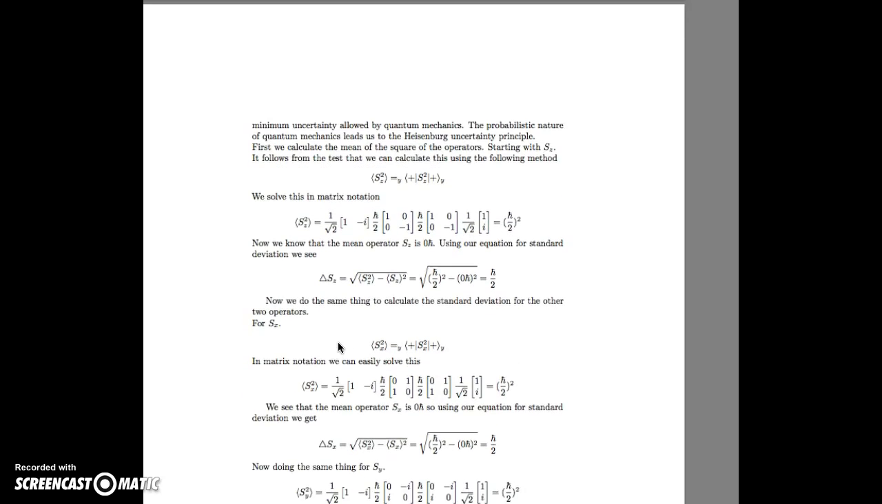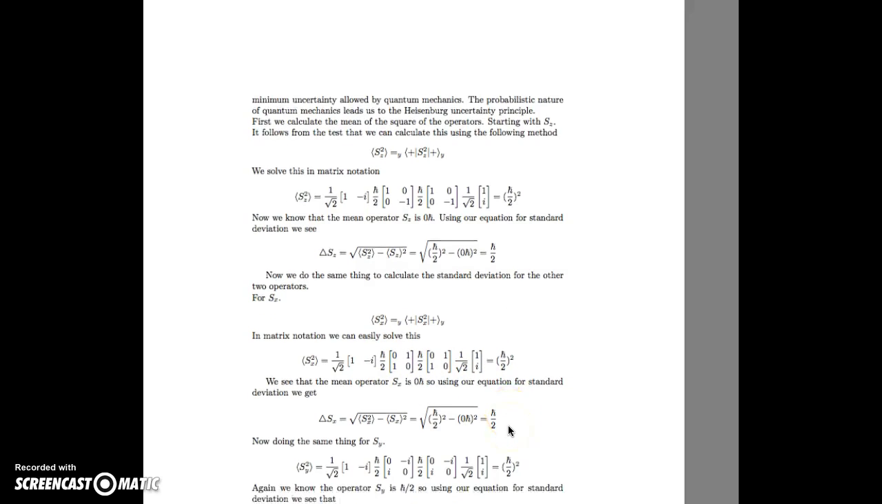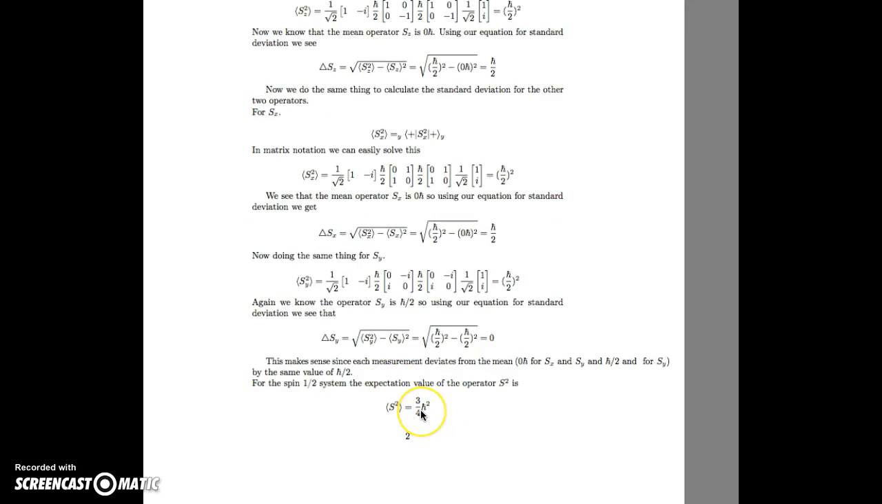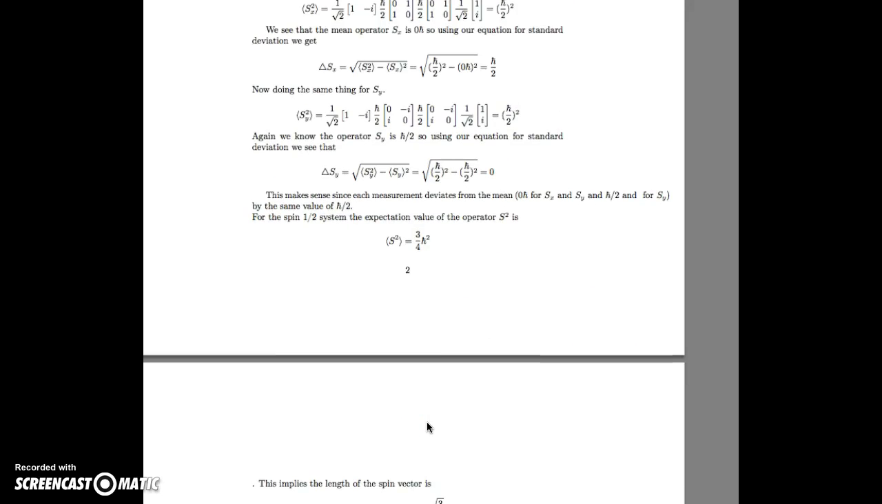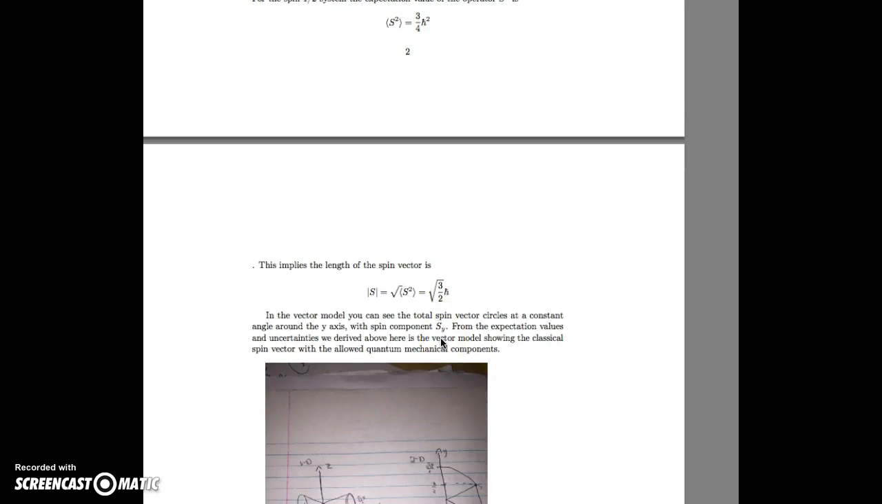Again, we go through the same process for Sx. Here we get again a standard deviation of h bar over 2, and lastly we do the same process for Sy and we get a variance of 3 over 4 h bar squared. This implies that the length of the spin vector is square root of 3 over 2 h bar.